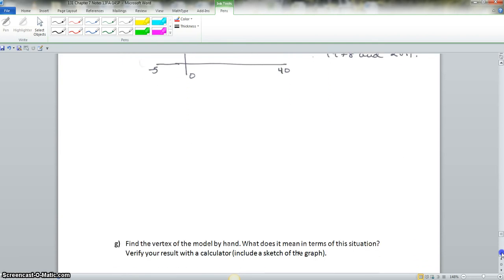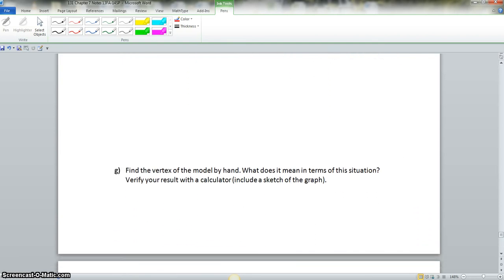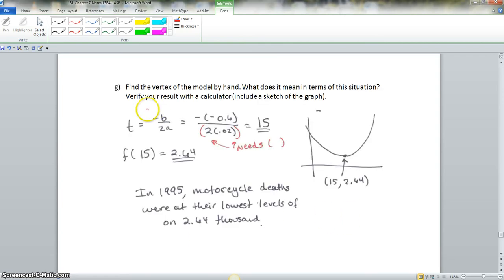Okay, now we'll go down here to G. Now it says, find the vertex of the model by hand. What does it mean in terms of the situation? Verify your results with the calculator. Include a sketch of the graph. Okay, what I did was take the liberty of putting all this information here first.